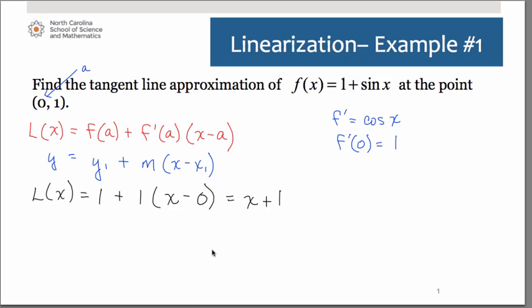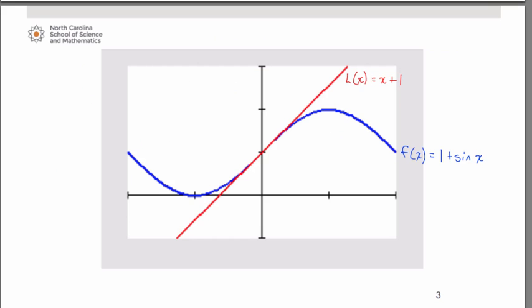Let's look at this from a graphical point of view. We have here the blue curve, which is our original function, 1 plus sine of x, and the red line is our linear equation, 1 plus x, that we just obtained on the previous screen. Near x equals 0, and here's the point right here, it's the ordered pair 0, 1, the function 1 plus sine of x is very well approximated by the linear equation y equals 1 plus x. You can easily see that from the graph.